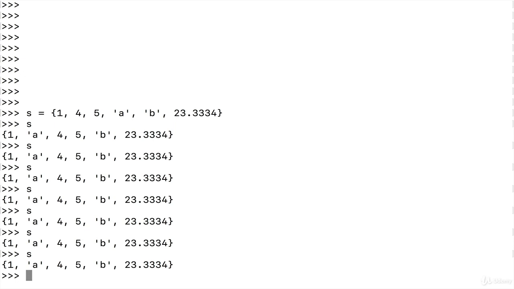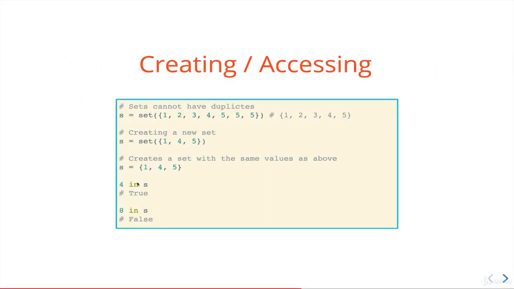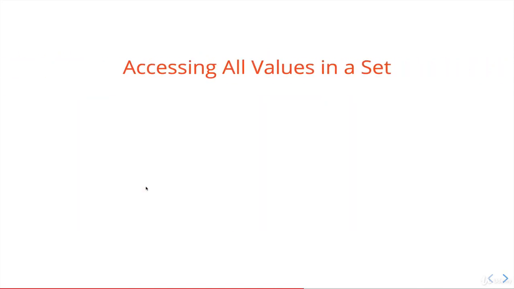There is no order, and even if there was an order, there's no way of referencing items using an order. So all that's to say, it's a totally unordered, gelatinous blob of data in there, unique data. So we could tell if an individual item is in a set using in, and we can access all the values in a set using a good old for loop.